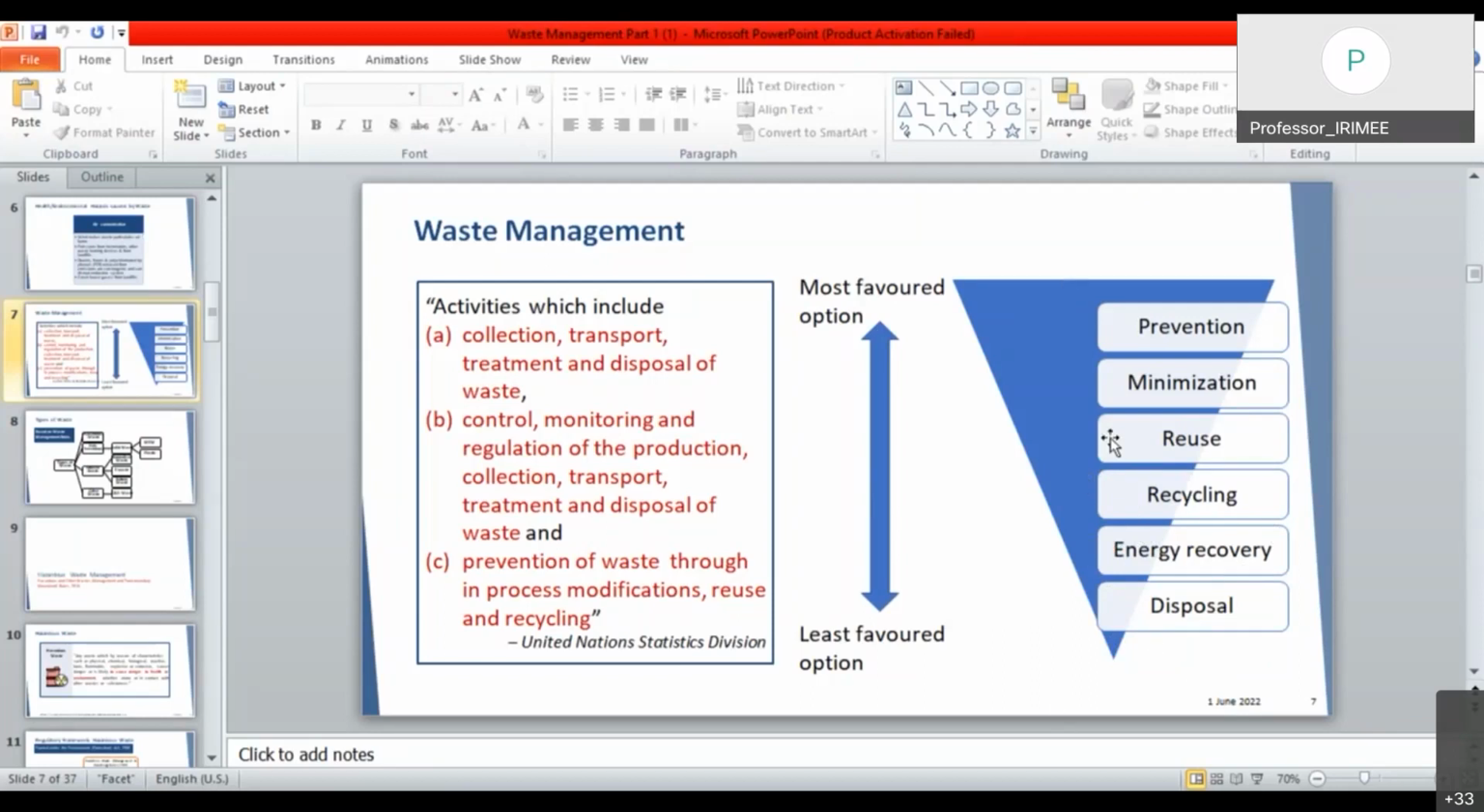The bottom items are least favored and the top items are the most favored items.